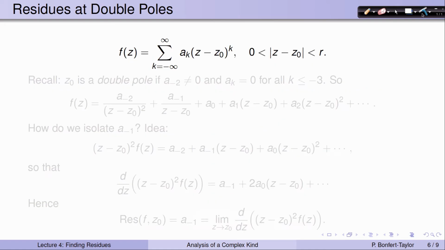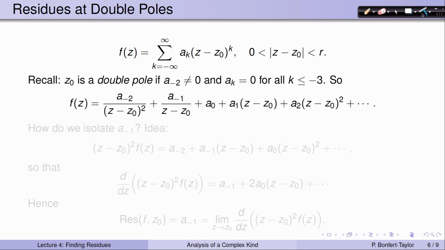Next, let's look at double poles. A double pole is one for which the a minus 2 term is non-zero, but all further a k's for k less than or equal to minus 3 are equal to 0. So f has the form a minus 2 over (z minus z0) squared. Then maybe there's an a minus 1 term, or maybe not. And then all the rest of the terms are non-negative powers of z minus z0.